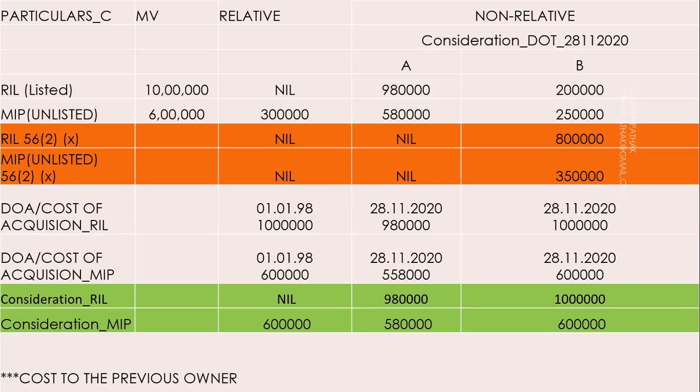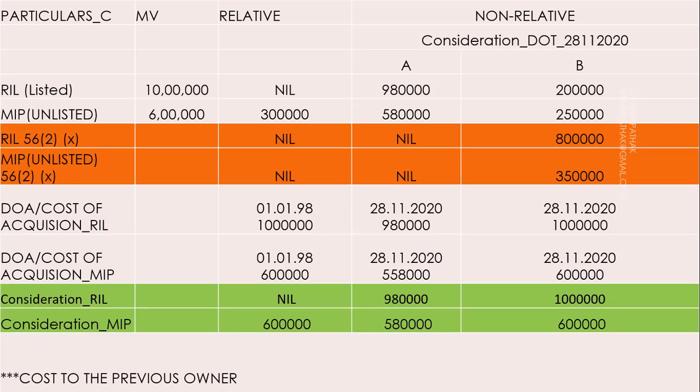Suppose MIP unlisted 6 lakh, I sold it for 2 lakh 50,000. So for the difference, 3 lakh 50,000, I have to pay tax. For the purpose of calculation of consideration, when he sells there, it would be 6 lakhs and 6 lakh would be my consideration. So here I have taken the following points.